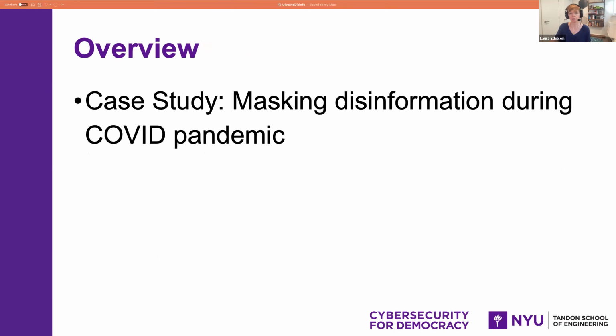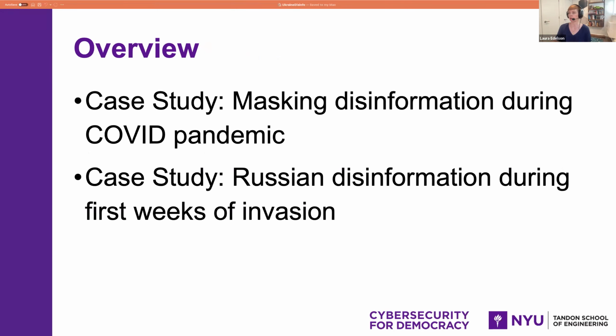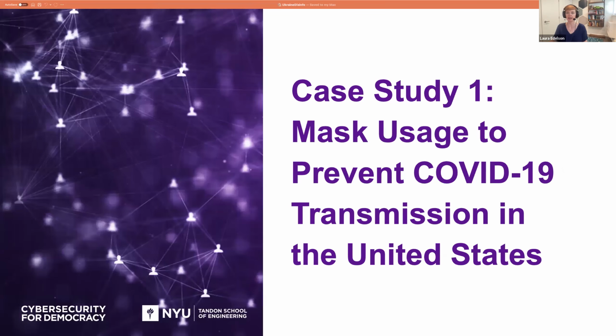So today we're going to be looking at a case study of masking disinformation during the COVID pandemic that was really prevalent in the United States in 2020. We're going to be talking about some Russian attempts at disinformation during the first weeks of their invasion of Ukraine. And then we're going to be talking a little bit about some of the lessons we can take away from these two examples. So first, let's look at some disinformation that started in earnest in say late March of 2020 about mask wearing.